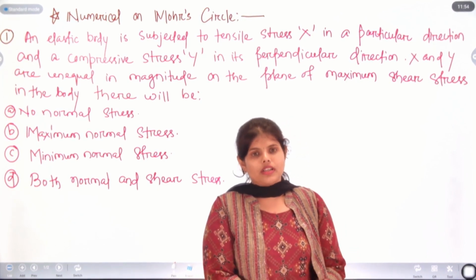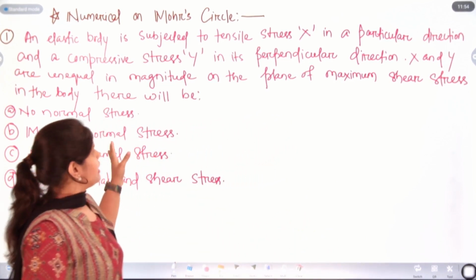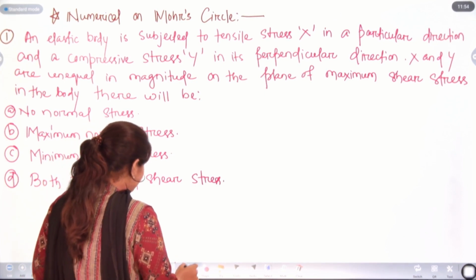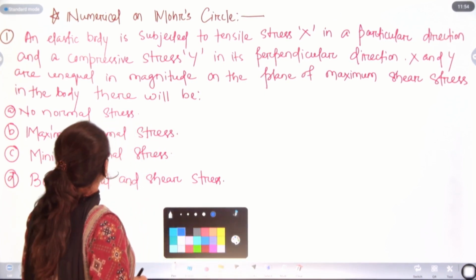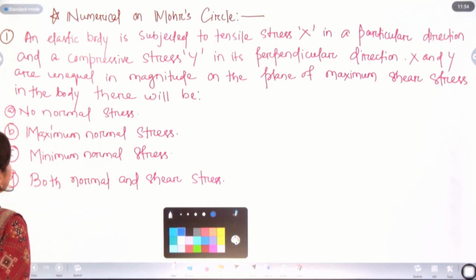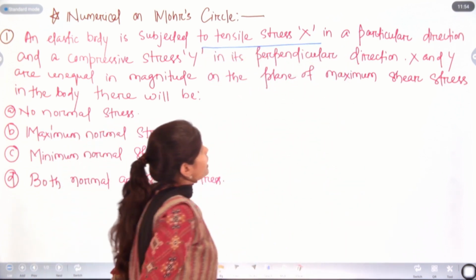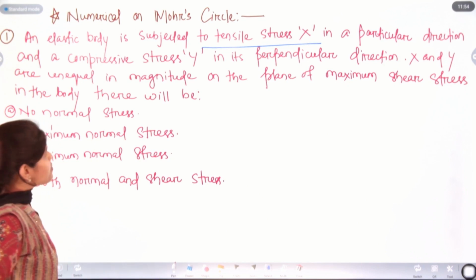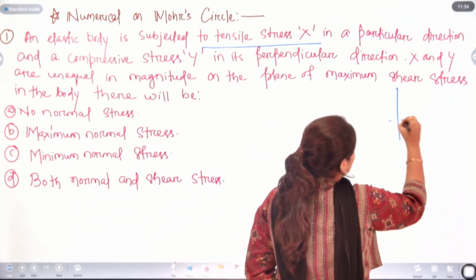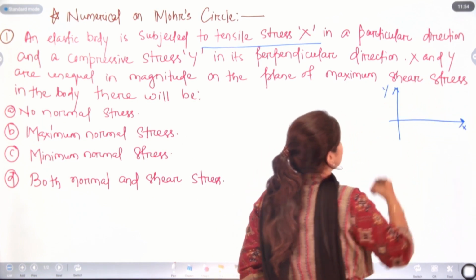So, we will solve one numerical on Mohr circle. You can see in this question, we don't have the diagram. So, let's just draw the diagram. First, what is asked in this question? An elastic body is subjected to tensile stress x in a particular direction and a compressive stress y in its perpendicular direction. So, we will take that x in x direction and y in y direction.